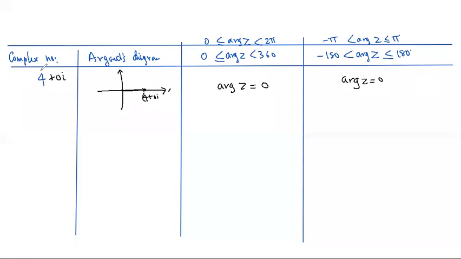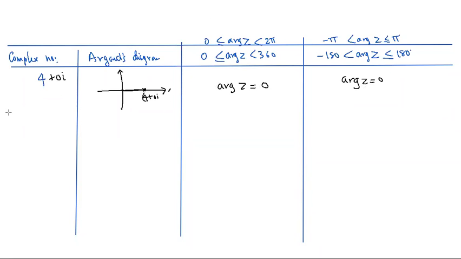So the first number I have taken is 4. 4 means 4 plus 0i, which is on the x-axis. On the x-axis in the positive direction, the argument will be 0 because you have to rotate only 0 degrees to reach there from the x-axis. So both the places will be 0.